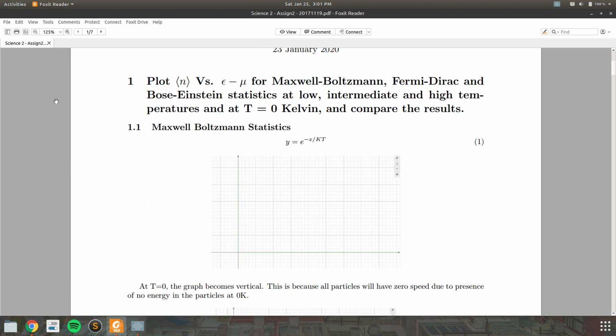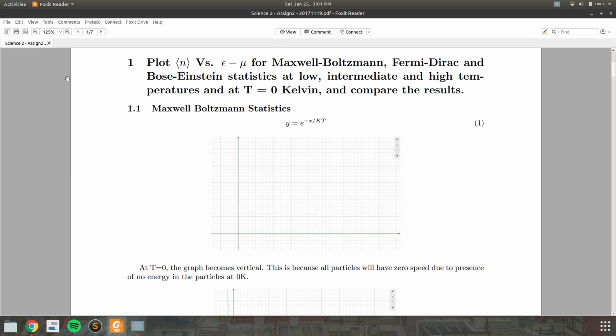So the first question is to plot the mean number of particles versus epsilon minus mu for all of Maxwell-Boltzmann, Fermi-Dirac and Bose-Einstein statistics at low, intermediate, high and at T equal to 0 Kelvin, and to compare the results. So let's start with Boltzmann statistics.